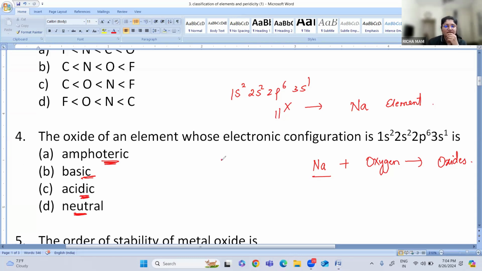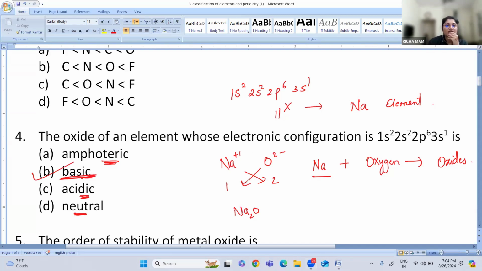When it reacts with oxygen, what does it form? Na+ and oxygen O2-, so it will be Na2O. It is an alkali metal, and alkali metals are strongly basic in nature. So whenever you have an alkali metal, the answer is basic. So they are basic.